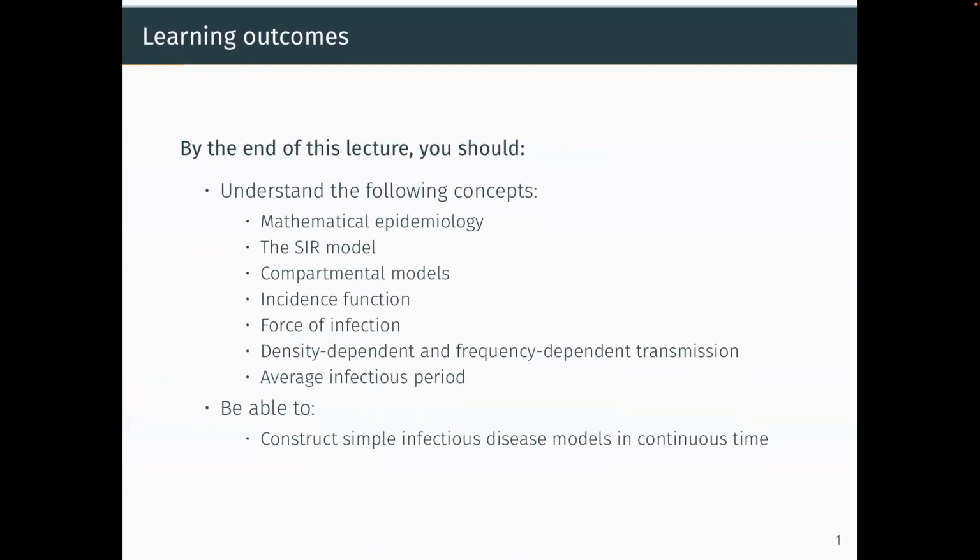We're going to talk about concepts. This whole area is known as mathematical epidemiology. We'll talk about a few different terminologies, things like incidence function, source of infection, different types of transmission, whether it's density or frequency dependent, and average infectious period today. So there's quite a few different things to cover.